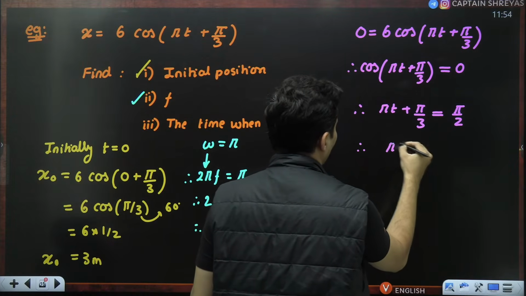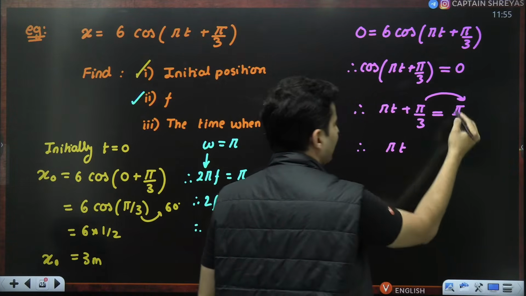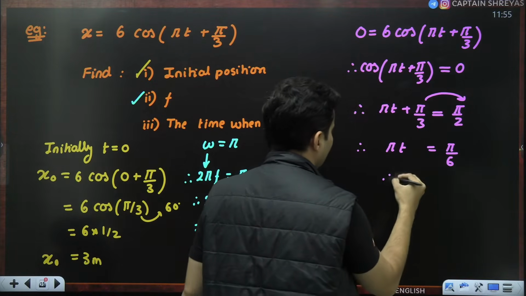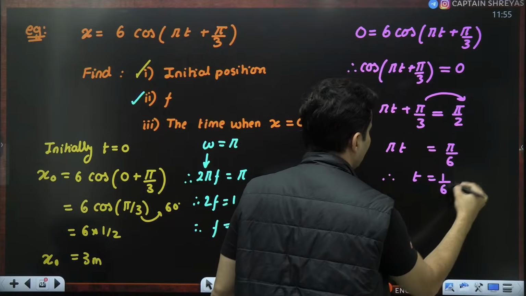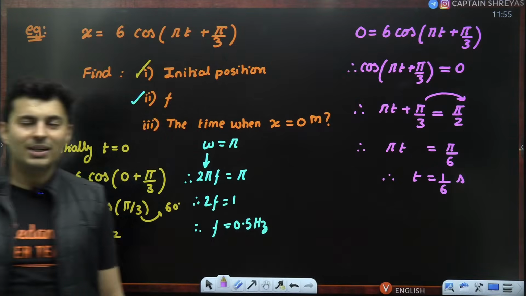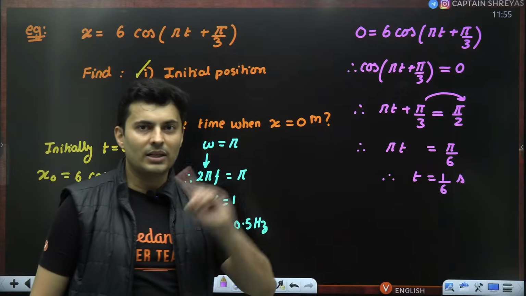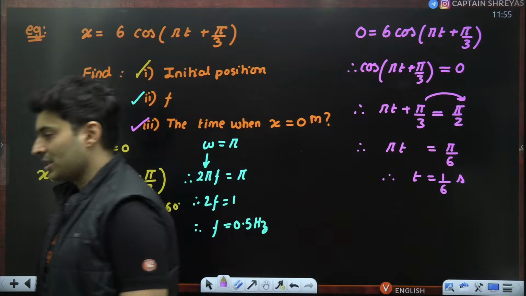So therefore pi t, take this on the other side. 90 minus 60 is 30, so it will be pi by 6. So pi cancels. I will get 1 by 6 seconds. So the time is 1 by 6 seconds when the value of x is 0. That means it comes back to the origin.